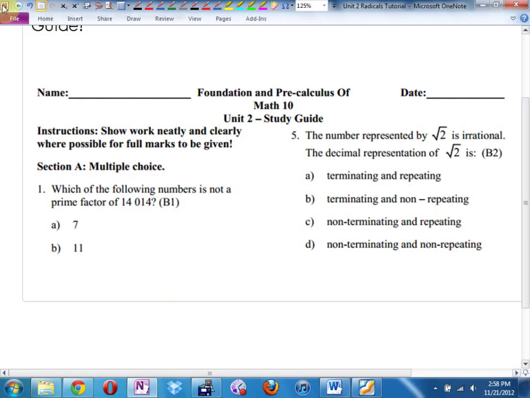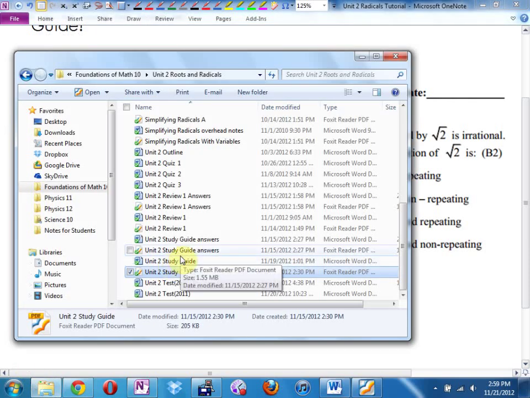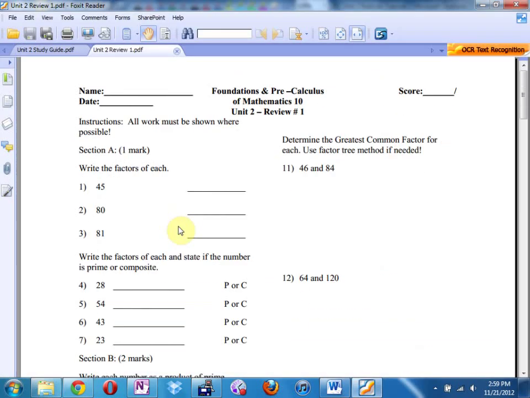Okay? Now, I have also given you review number 1 and a few other things. So I'll start out by saying any questions from any of these that you want me to go over, now is your chance to ask.